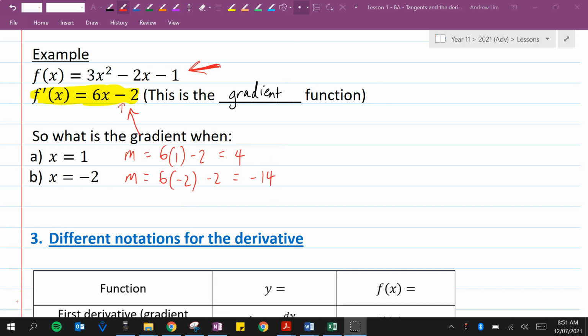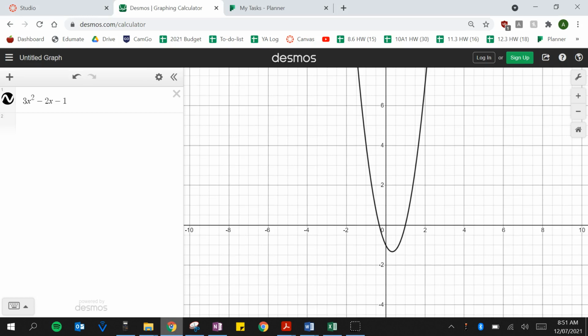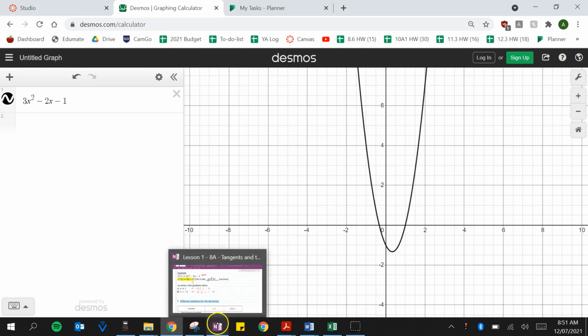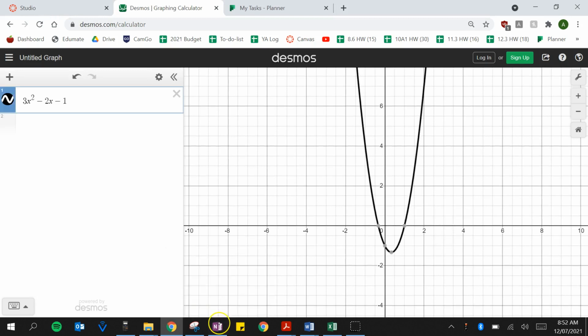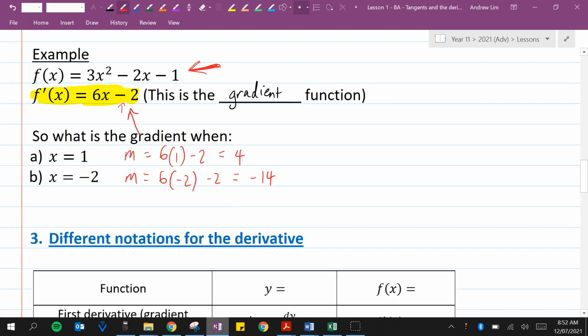So, for example, if we want to have a look at it graphically, here on Desmos I've got 3x squared minus 2x minus 1. The very first one was when x is equal to 1. When x is equal to 1 right here, we can see that the gradient is positive, it's sloping up, and it has a gradient of 4. The tangent at that point has a gradient of 4. But what about when x is equal to negative 2? We can see here that the gradient is negative 14, is sloping down and is very steep.